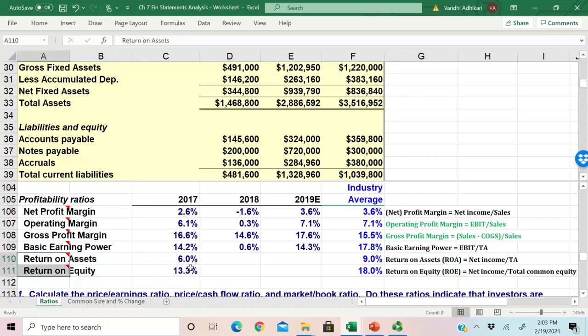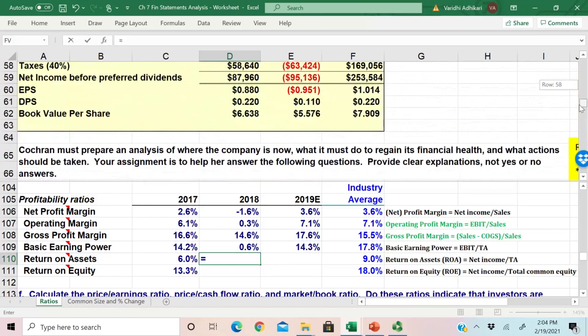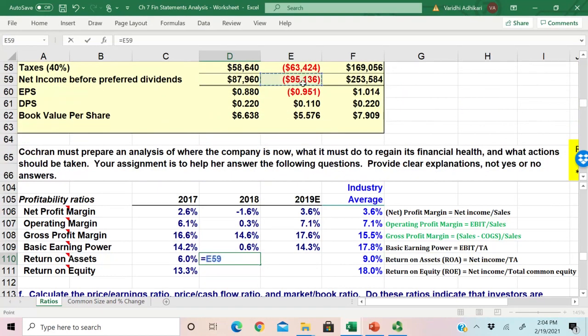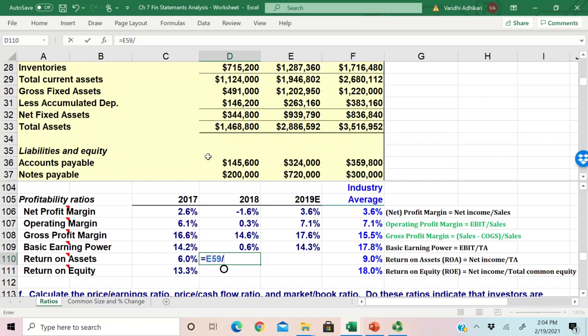So basic earning power is EBIT by total assets. Return on asset is a very important number. A lot of analysts like to calculate how well this company is utilizing its assets, all right, so fixed assets, property, plant, equipment, inventory, receivables, to generate the bottom line. Bottom line meaning net income. So you can calculate the ratio as net income divided by total assets. 2018 again is going to be weird. Net income divided by total assets is going to be a negative number, really difficult to interpret. We can say it's bad.